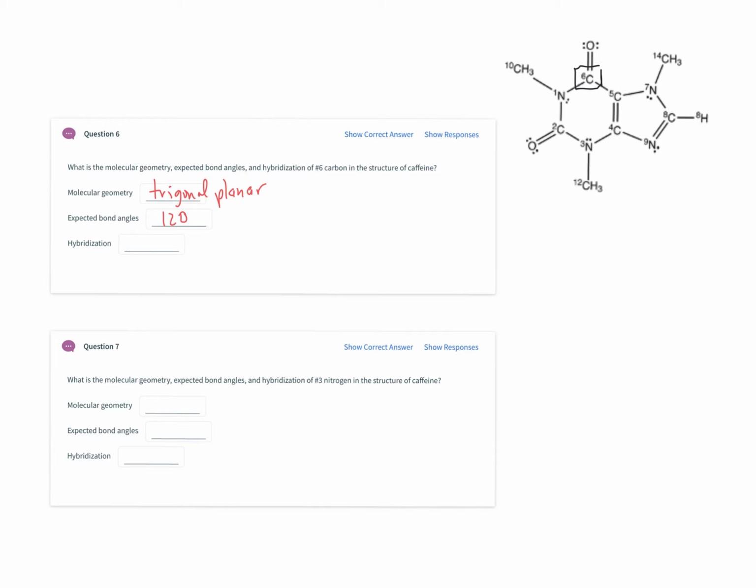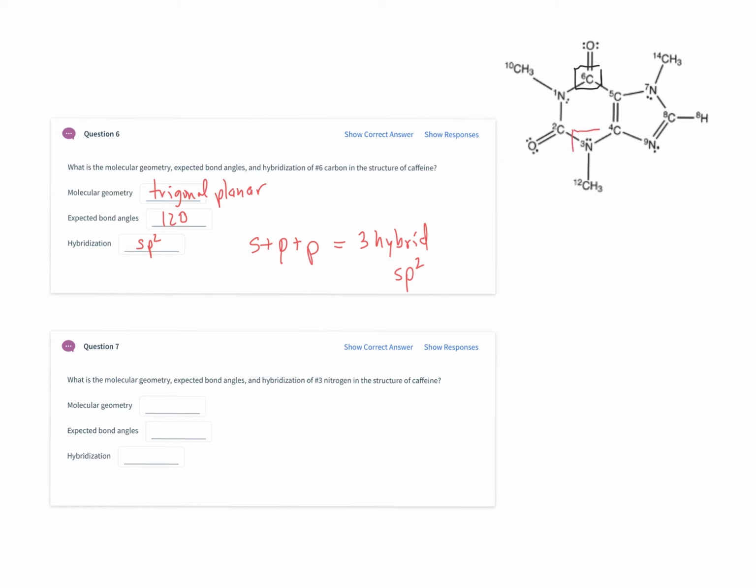And because we have 3 electron domains, we need 3 hybrid orbitals. So I'd have to mix together 1 s orbital and 2 p orbitals to make 3 hybrid orbitals that are all sp2. So sp2 hybridization.